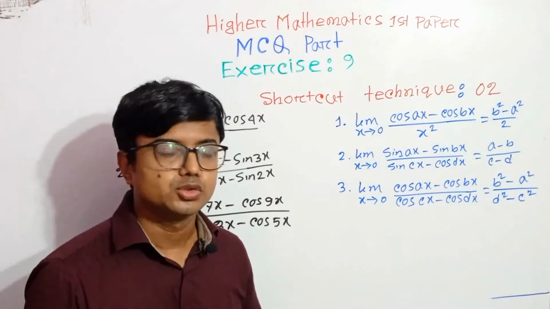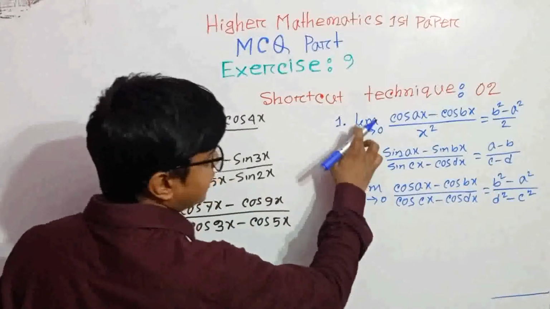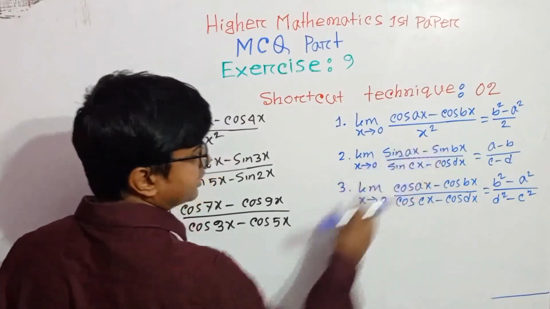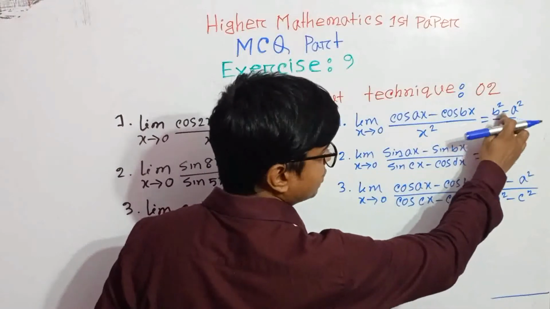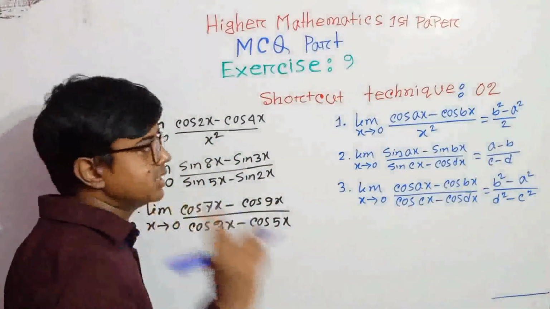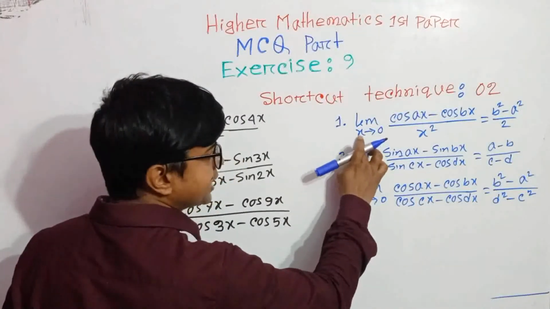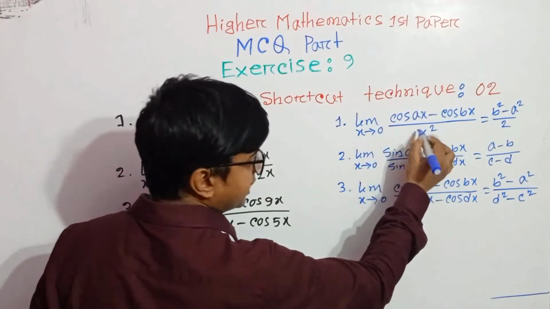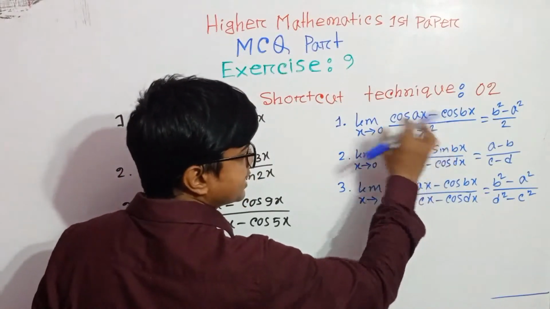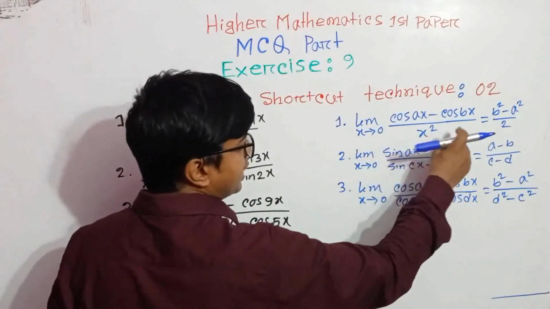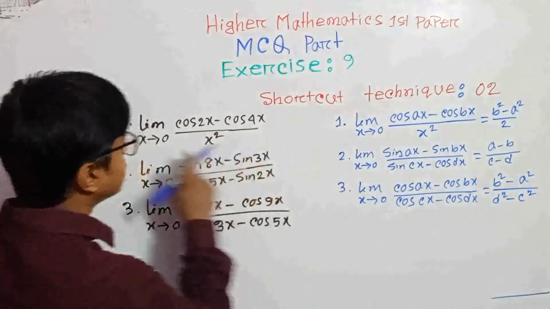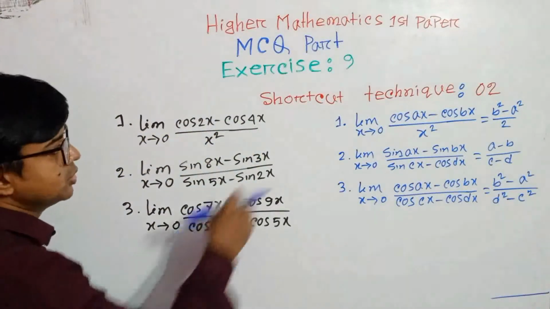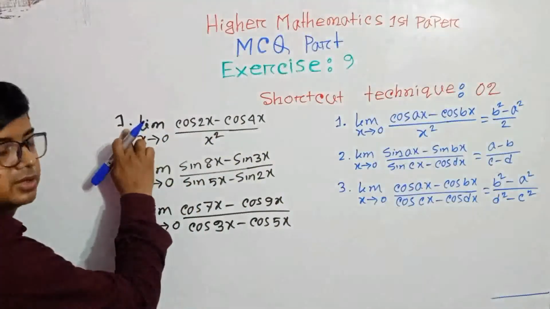Now short technique number 2. Here, when limit x tends to 0, cos ax minus cos bx by x square, then we will apply this formula, b square minus a square by 2. But one thing is very important for you: when x tends to 0 and the operator is cos, and the denominator is x square, then you can apply this formula. Here suppose limit x tends to 0, cos 2x minus cos 4x by x square, so this formula is applicable for this math.